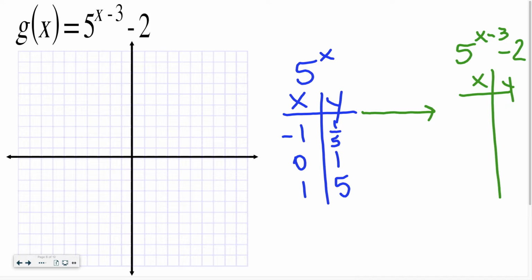Okay? Ryan, what is happening? Where are we going? Okay? So we're going right 3 and down 2. Are you okay if I write it like that? Just a little note to myself. Okay? So we're taking -1, 1/5, and we are going right 3 and down 2.